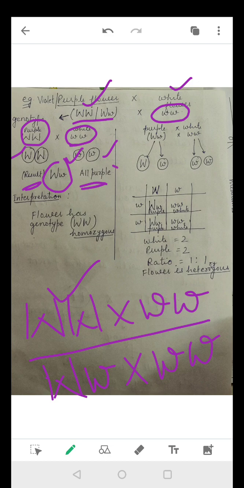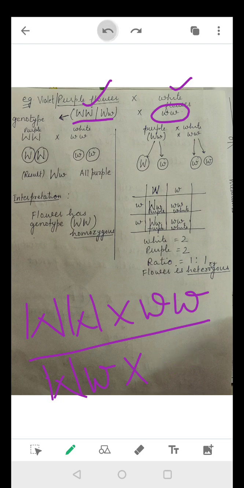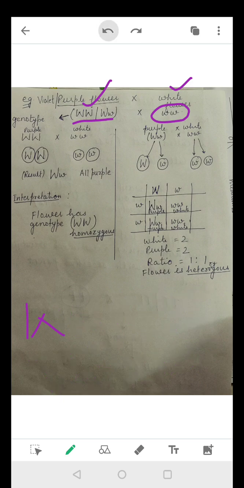Since all flowers are purple, we can infer that the parent is homozygous dominant. The parent is homozygous dominant, right? The parent is homozygous dominant. ऐसा हम कब कह सकते हैं?